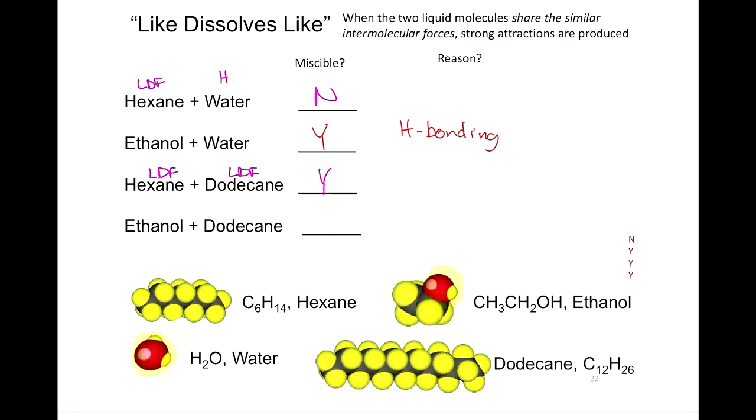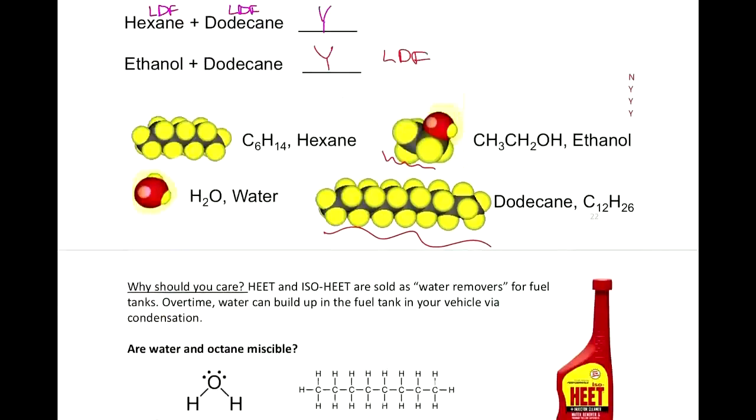Okay, and then last one, ethanol and dodecane. Just squint your eyes. Do you think they mix? Yes, they do mix, because ethanol has that nonpolar tail, and dodecane is also very, very nonpolar. So the reason that these two mix is because of LDF.